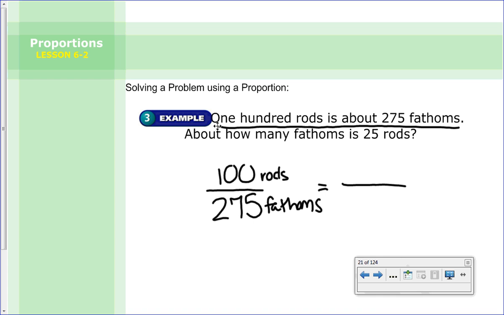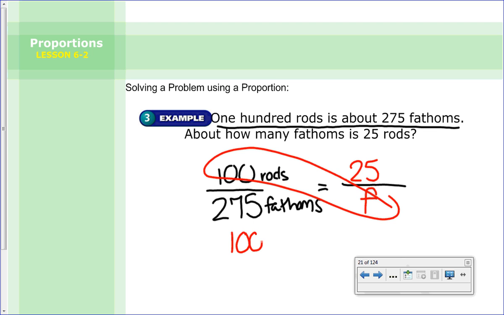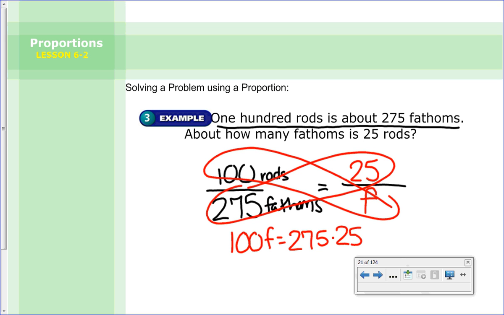So now I go back to the word problem. About how many fathoms is 25 rods? Well, I know I'm dealing with 25 rods, so 25 goes on top. And I have to find out how many fathoms there are. So I put in F. And then I have a proportion, so I solve it. 100 times F is 100F. And then I have 275 times 25, excuse me.